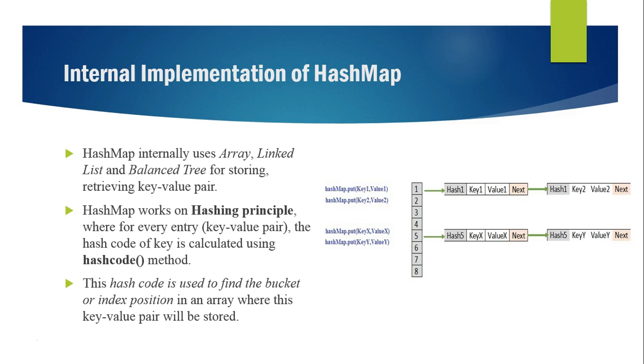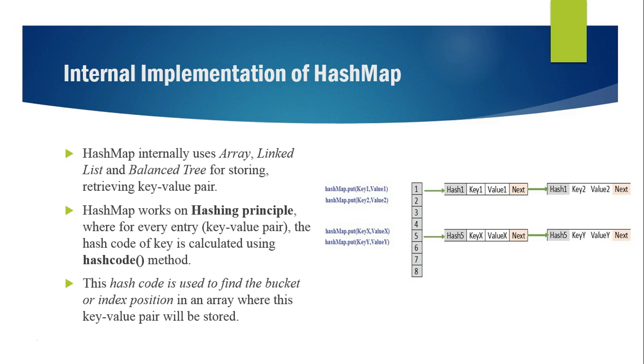The HashMap data structure works on the hashing principle or hashing algorithm, where we use the hash code and equals method to perform the insertion or deletion operation from the HashMap. Here the hash code method is used to find the hash code of the key, which will be utilized to find the bucket or index position where a given key value entry will be stored.